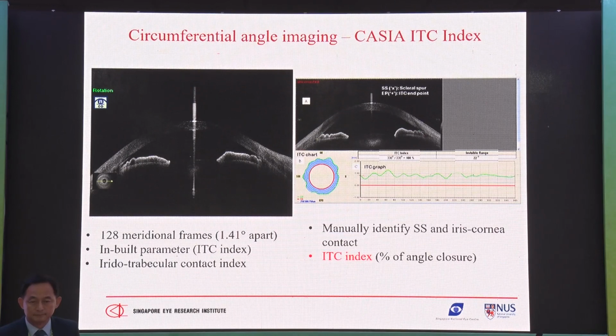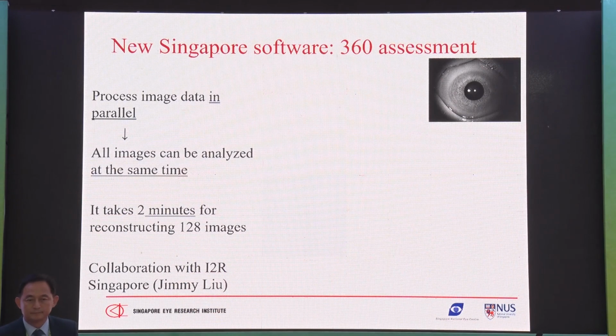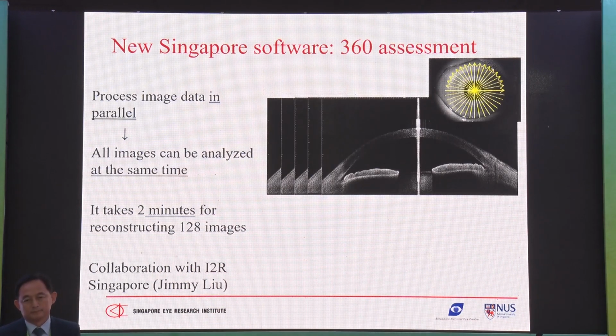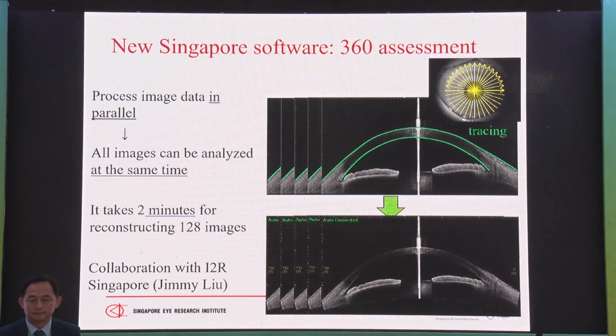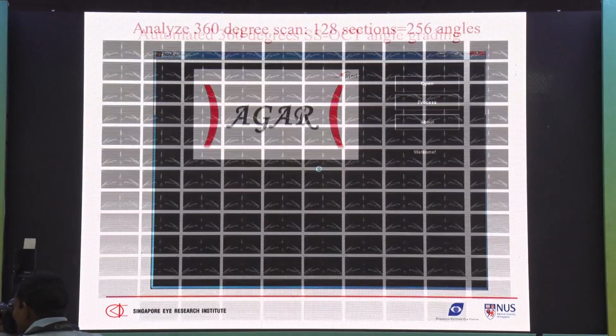Now, the Casia has an inbuilt system of measuring angle closure called the ITC index, but this is very complicated, and it needs you to mark out the scleral spur, so we don't use it normally in clinical practice. And what we're trying to do is we've developed a software to look at all 128 scans in parallel. So what it means is that our software will measure open, close, in all 128 scans, and then gets a composite of the 256 angles.